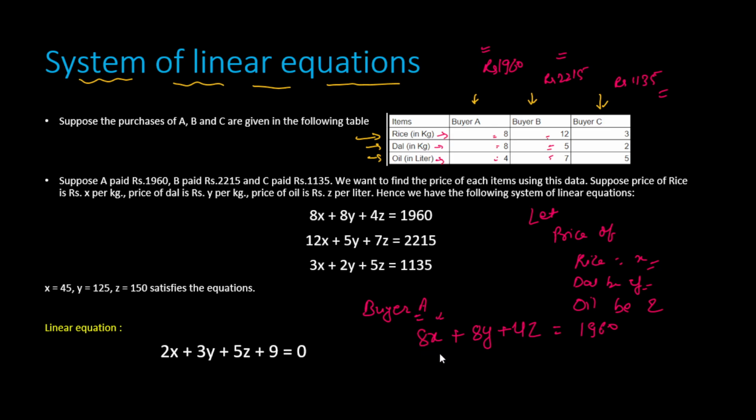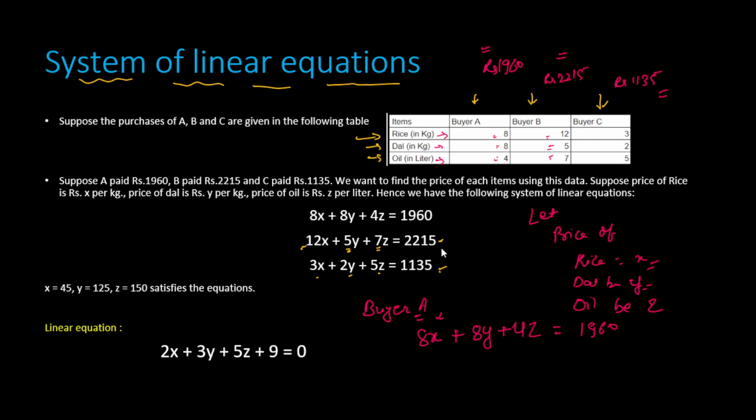Buyer B bought 12 kg of rice, and 5y and 7z, and he paid a total of 2215. Okay, same, buyer C bought 3x, 2y and 5z, and paid a total of 1135.